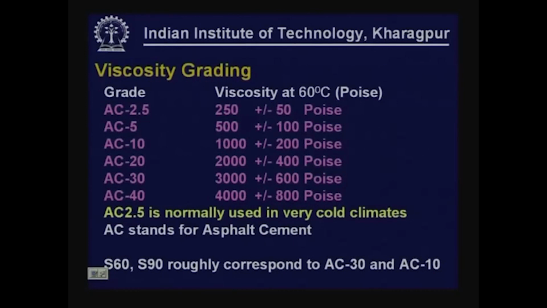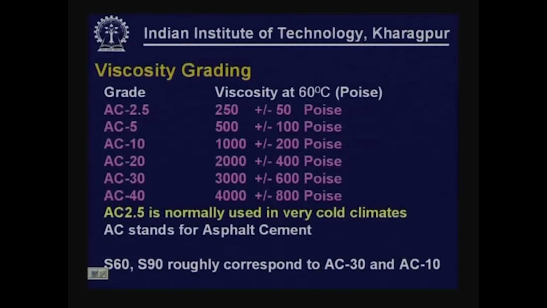AC indicates asphalt cement, that is bitumen. If it is AC 2.5 bitumen, it means at 60 degree centigrade its viscosity is going to be around 250 plus minus 50 poise. AC 20 grade bitumen will have a viscosity of about 2000 plus minus 400 poise at 60 degree centigrade.